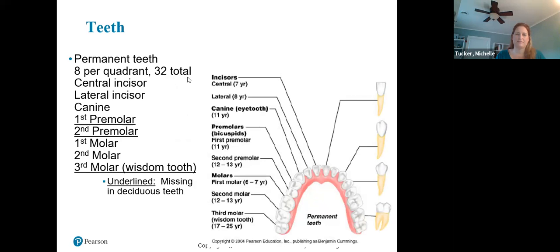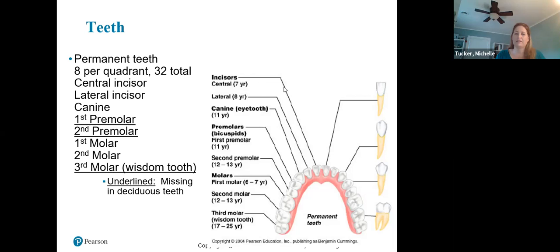Then there are 32 permanent teeth. So the roots on the primary teeth get reabsorbed, and that causes the primary tooth to fall out. And then the tooth fairy comes and leaves a nice little present underneath. And the permanent tooth grows up underneath it. Sometimes they grow up behind it, and then these have to get pulled. But ideally, these get reabsorbed. They fall out, and then they get replaced.